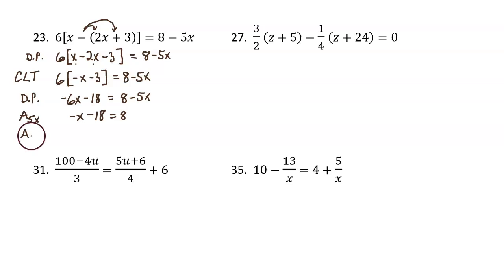Next step, add 18 to both sides. Negative x is equal to 26. And the final step, multiply both sides by negative 1. That's how you fix the negative here. And the result is x equals negative 26.